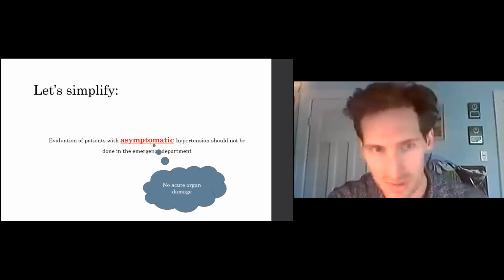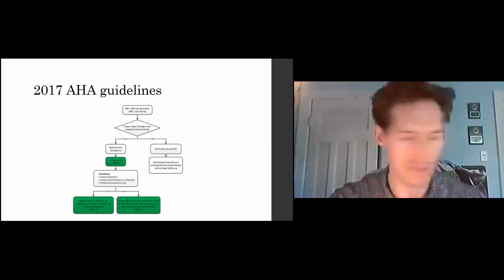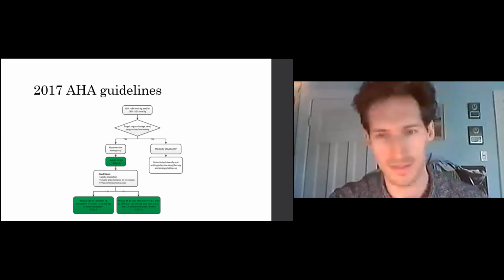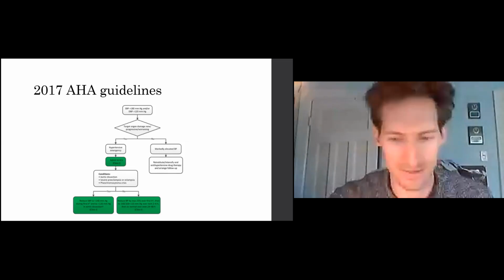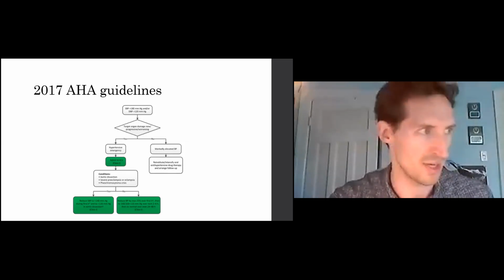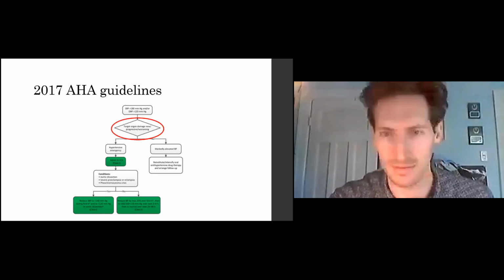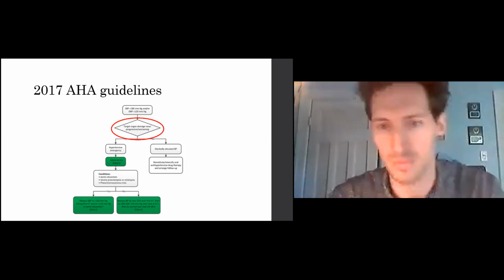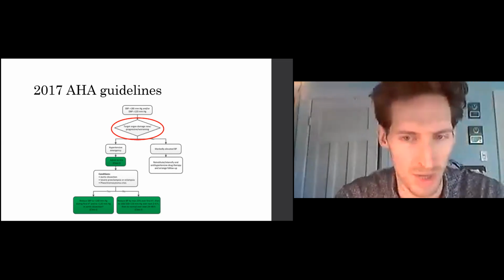The more recent 2017 AHA guidelines center around the same point. If you have a patient coming in with a very elevated blood pressure, here they use a number, but numbers aren't as important. It's hypertension plus or minus organ damage. If there's no organ damage, there's still something you can do for the patient, but it's not going to be in the emergency department.